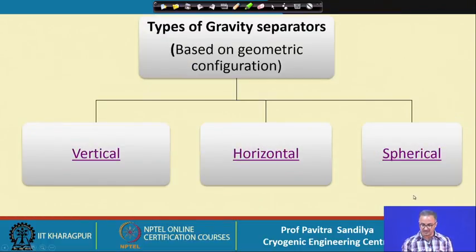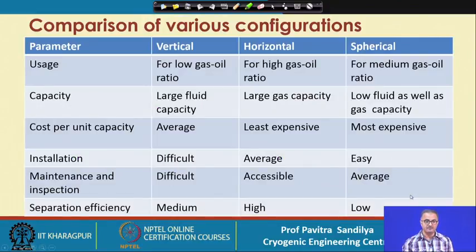After learning about these gravity separators, we make a comparison in terms of the usage, capacity, cost, installation, maintenance, inspection and the separation efficiency. We find that usage wise, this is for the low gas oil ratio, horizontal; for high gas oil ratio, spherical; for medium gas oil ratio, vertical.